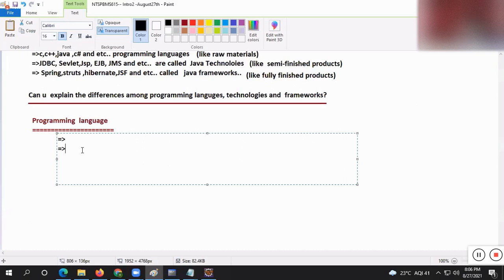Who is checking whether you are following the syntaxes and semantics of programming? The compiler is checking, and in some cases the interpreter. So programming languages define syntaxes and semantics of programming by supplying compilers and interpreters. I hope you understood my point, guys. It is directly installable software acting as raw material.